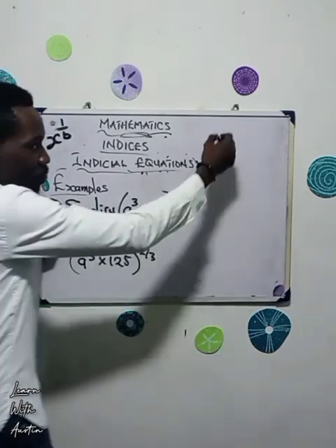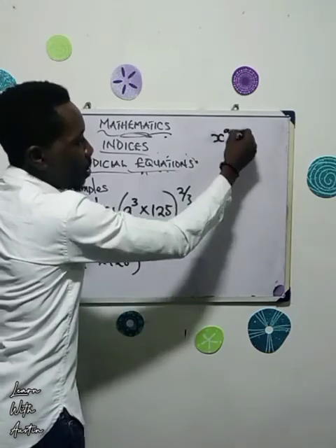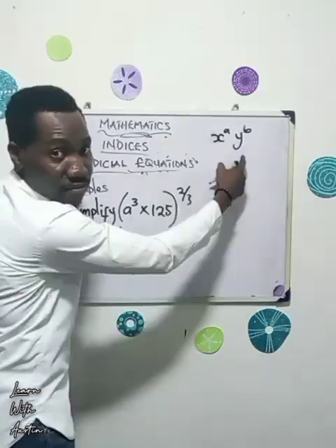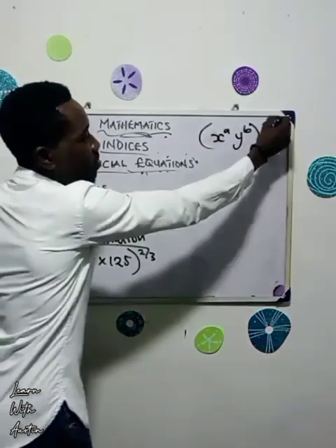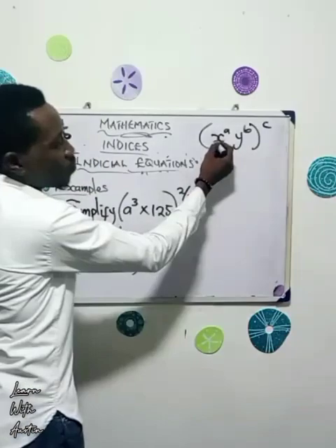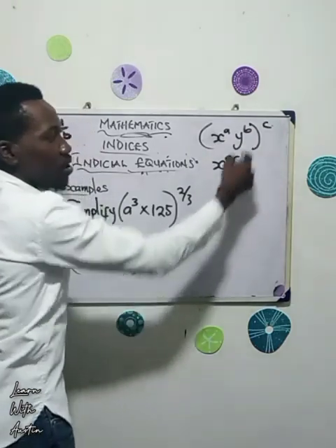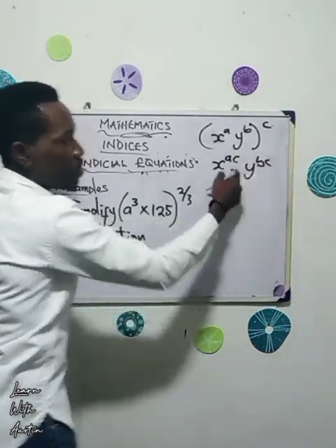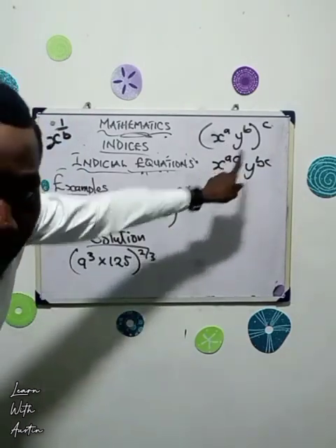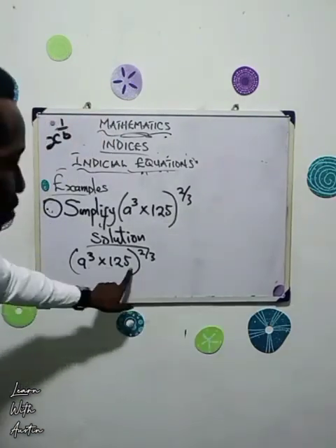Let me write out that rule again. If you have x raised to the power a and y raised to the power b, all raised to the power c, the c affects both, so by distribution you have x raised to the power a times c, then y raised to the power b times c. We apply this here also.